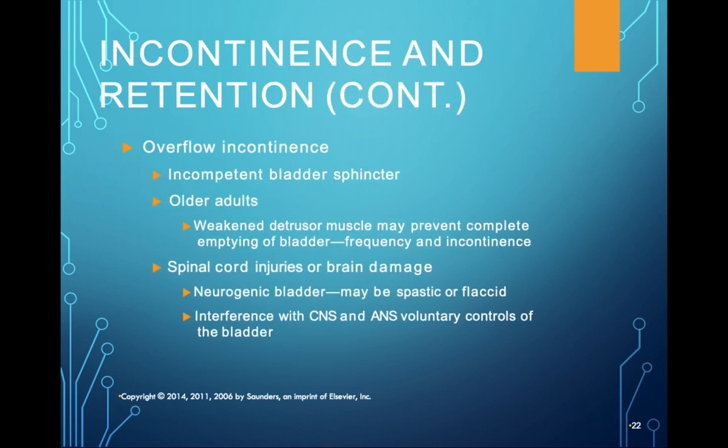Overflow incontinence is when there's an incompetent bladder or an incompetent sphincter. It happens in older adults when there's weakening of the detrusor muscle. That can happen, or if there's injury to the spinal cord or even to the brain.